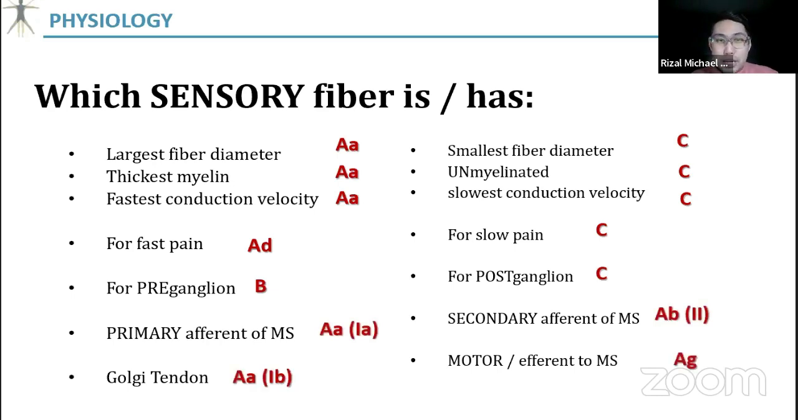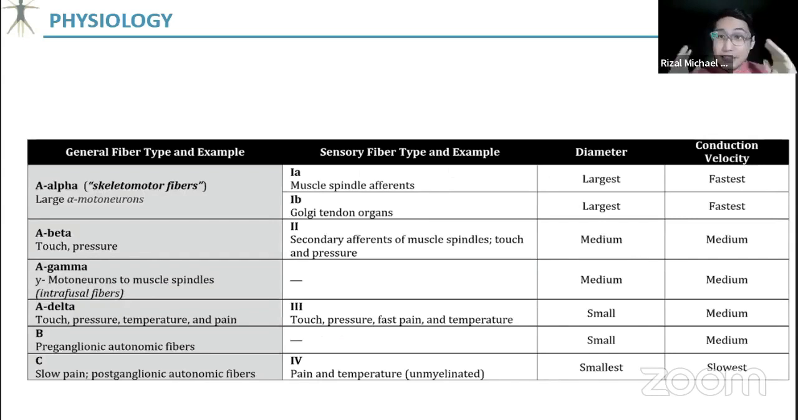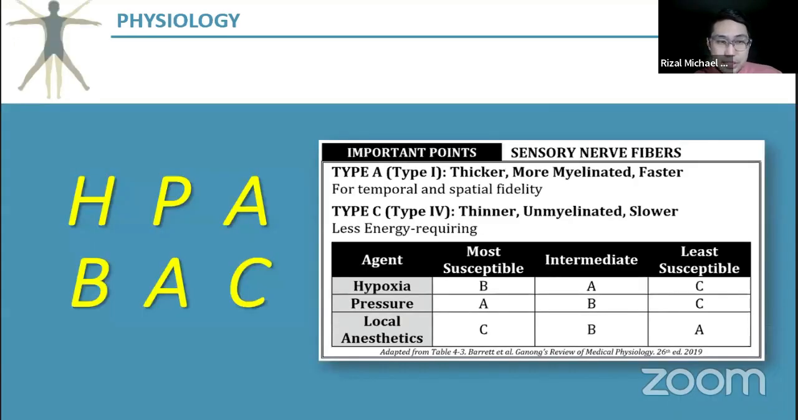Okay? So yung point ko lang here is, if you're given a table like this, okay, itong table na to, if you can, no, kung kaya nyo hanapin yung magkakatumbas, para mas madali kayong maalala. Mas madali nyo siyang maalala, no? So yun yung tip ko for this type of tables. Okay? So basically, type A, specifically type A alpha, has the fastest conduction velocity. Siya yung thickest, siya kasi mas myelinated siya.